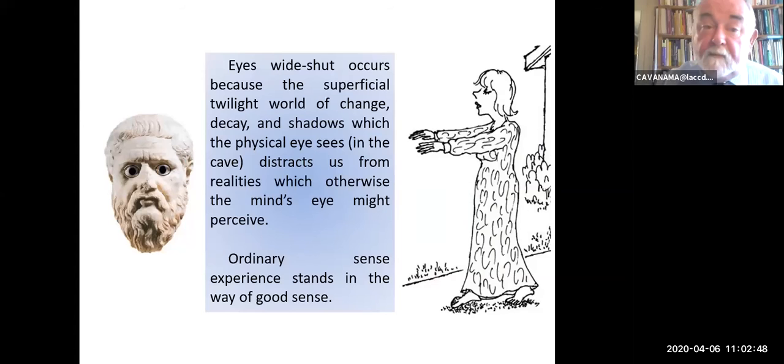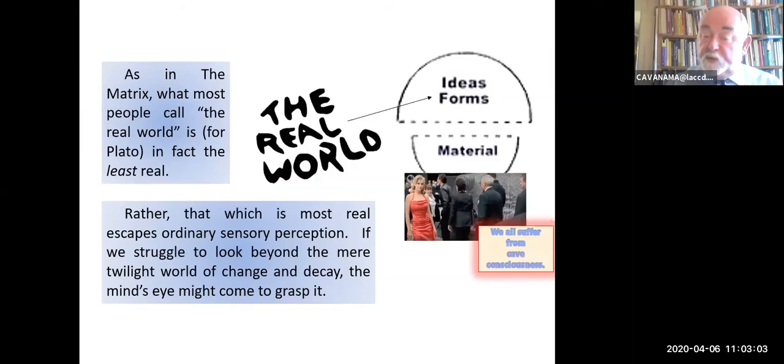And this occurs because the superficial world, the twilight world of change, decay, and shadows, which the physical eye sees, distracts us. Ordinary sense experience stands in the way of good sense. And as in the Matrix, what most people call the real world is for Plato the least real. It's the other world, the world of ideas and forms where reality resides, not in the material world of ordinary sense experience.